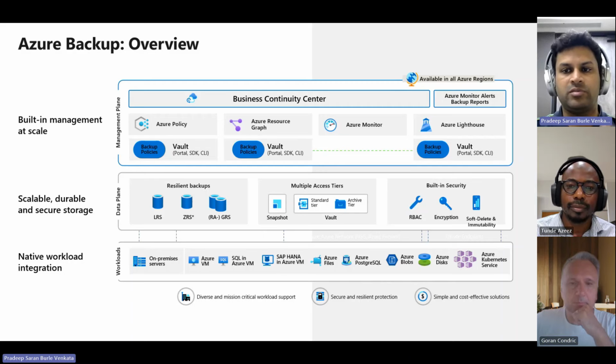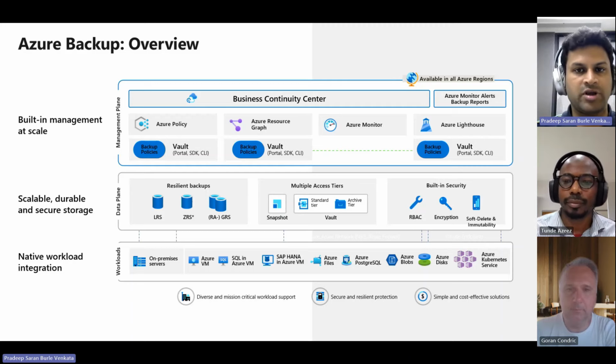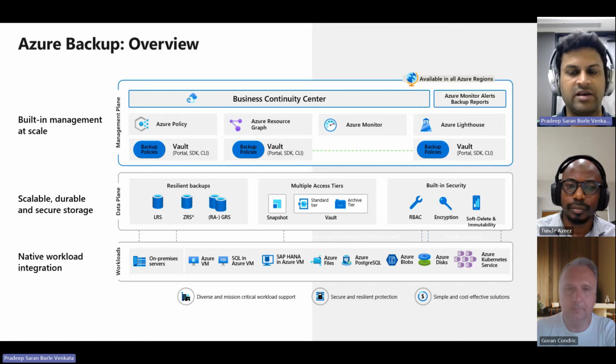And the most important part is we have built-in security as well. A lot of security capabilities that we support, like immutability, encryption, soft delete, multiple capabilities that we provide. That is basically a platform where every workload supports all these capabilities that I mentioned.